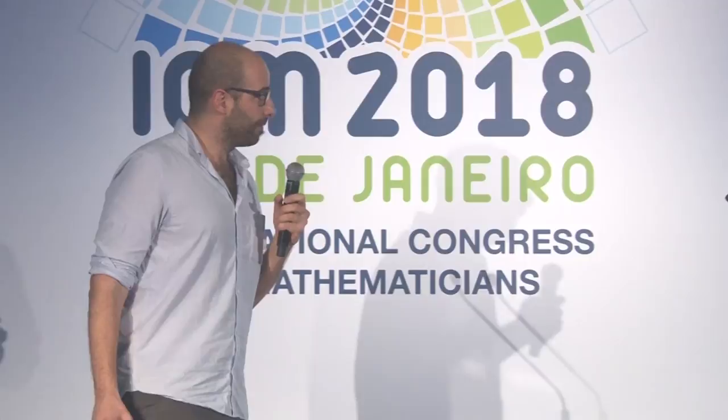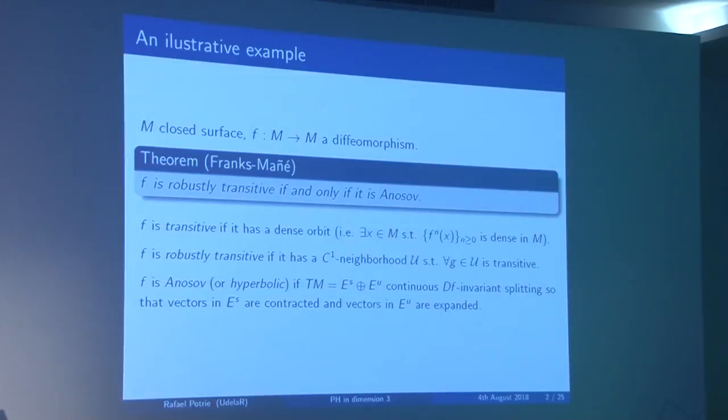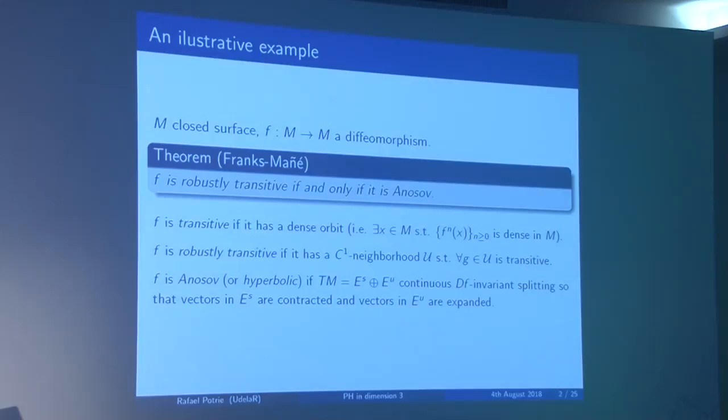This was also mentioned in Lorenzo's talk recently. This is a by now kind of old theorem by Franks and Mañé, which states that if you have a closed surface and you look at a diffeomorphism of this surface, then this diffeomorphism will be robustly transitive if and only if it's an Anosov. So transitivity is a kind of indecomposability of a dynamical system. It means it has a dense orbit, but this is just an example.